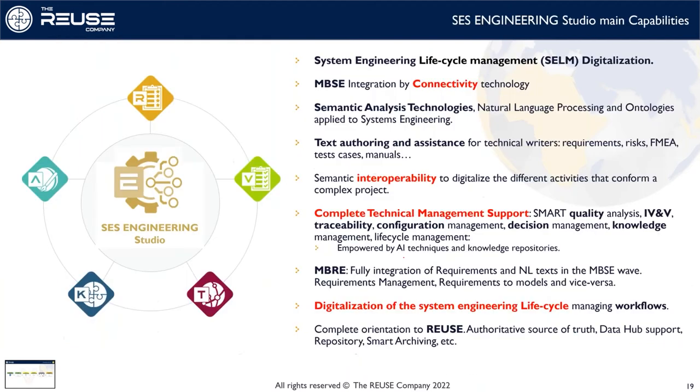You will see here the description of the main capabilities. The first one would be, of course, that we intend to digitalize the systems engineering lifecycle management. That means to give a solution to the processes that exist in the ISO 15288. Then starting with the red features or capabilities, the first one is we don't want to do it by you selecting us as the core tool.